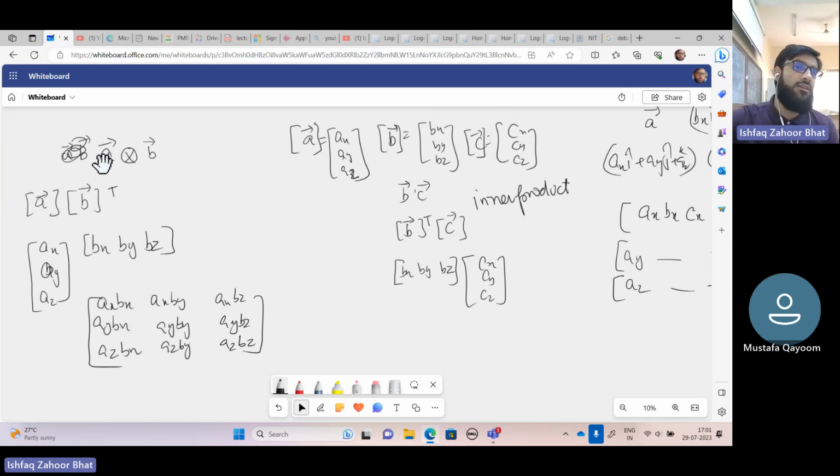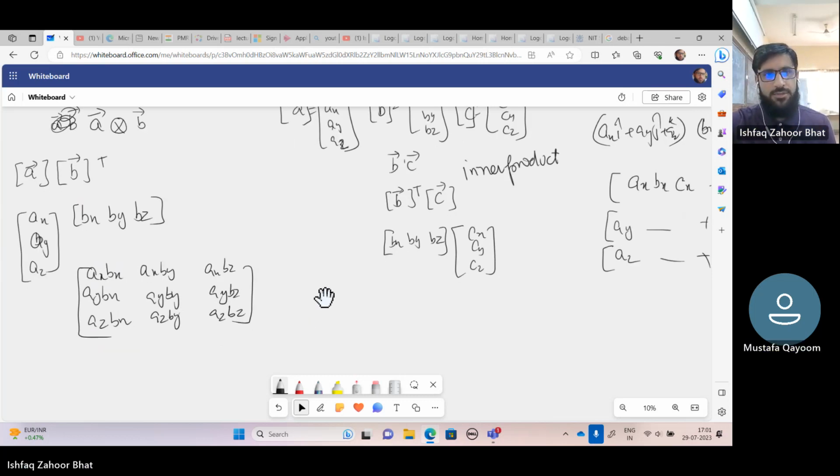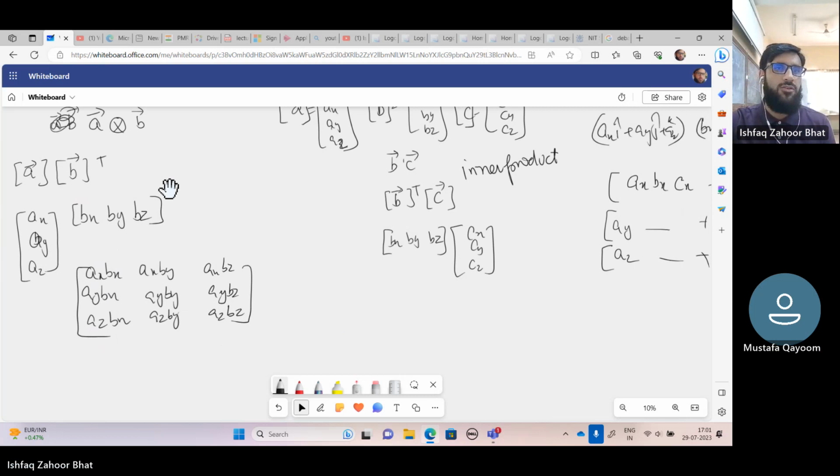So this is how you define the outer product between two vectors, and MATLAB can do this for you. If you have two vectors A and B, you create the A vector like this, you create the B vector and take its transpose, do the matrix multiplication, and you will get this.